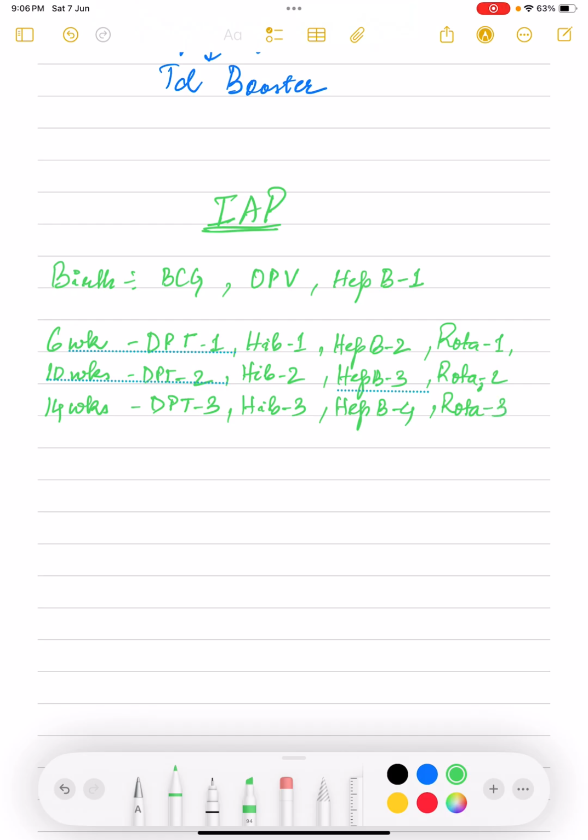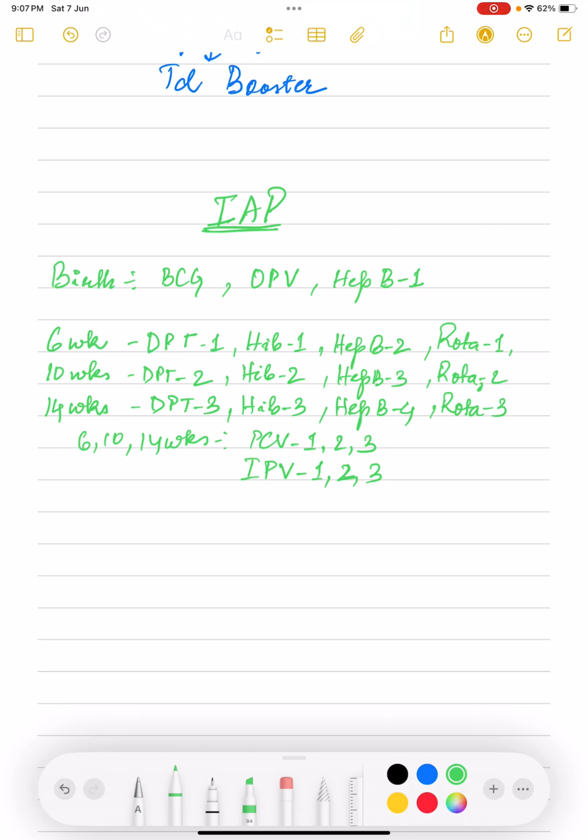Now the additional ones are, here PCV has 3 doses. Write it below. I'm writing it for 6, 10 and 14 weeks together. We have PCV 1, 2 and 3. In NIS we had only PCV 1 and 2 at 6 weeks and 14 weeks. Here there are 3 doses. And we also have IPV 1, 2 and 3. In NIS we had fractionated IPV. This IPV is given IM. In NIS we had fractionated IPV intradermally at 6 and 14 weeks.